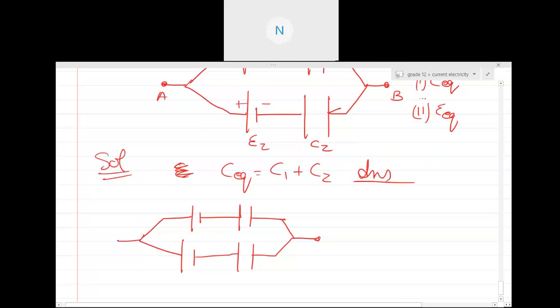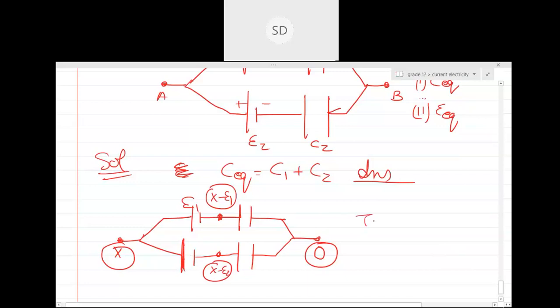So let's apply nodal. Easily हो जाएगा, जल्दी होता है. So let's say this is x, this is 0. This point will be x minus E1 and this point will be x minus E2. Yes or no, guys? Is this the same thing as over here? Now, can anyone tell me what is the total outgoing charge?